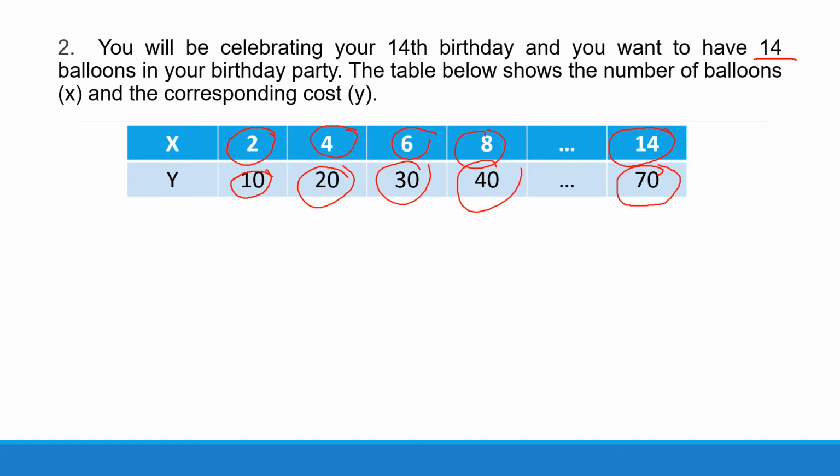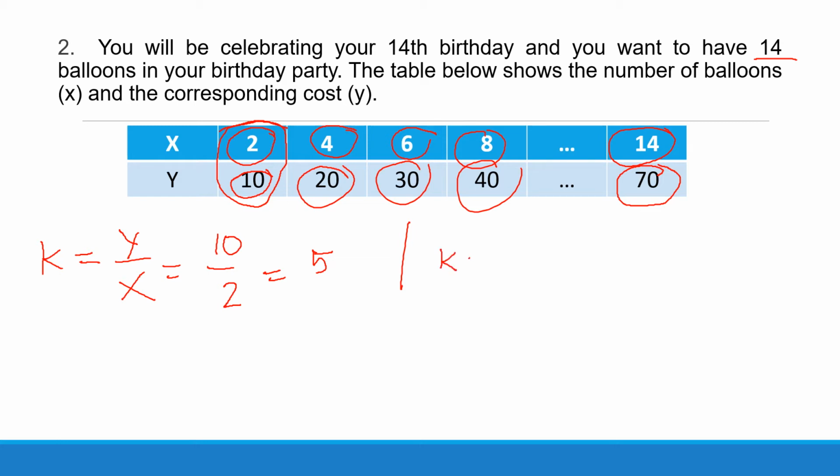So, let's try to find the k. Remember the formula? k equals y over x. So, dito tayo mag-start sa first na given na value. So we have here our y is 10 and our x is 2, equals 10 divided by 2, which is equal to 5. So, pwede rin natin gamitin yung second kasi they are actually equal.